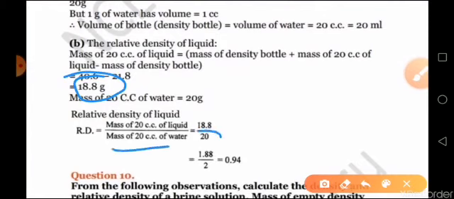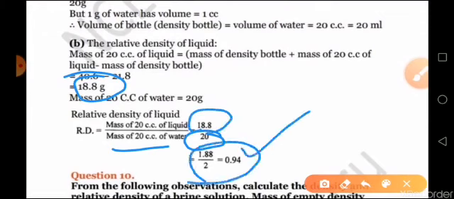Now equation for relative density is that mass of the liquid to mass of water. Now mass of water you have already calculated as 20, and your mass of your liquid you have calculated it as 18.8. Just divide the values, take the ratio, you will get the answer. Now here it is written without unit because relative density is a unitless dimension, right?